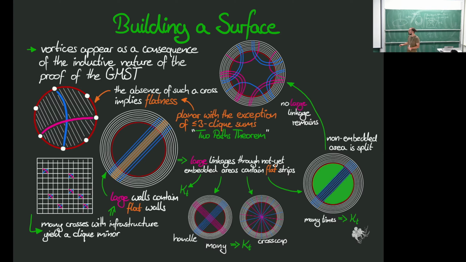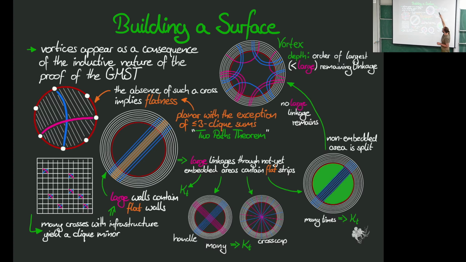And that's what I will call a vortex. So this thing here is a vortex. The depth of this vortex is just the order of the largest linkage that I can find in here. So the depth of this vortex would probably be, I think it's 5 or 6. Yes, 6. I could take these plus the pink one like this plus this one.